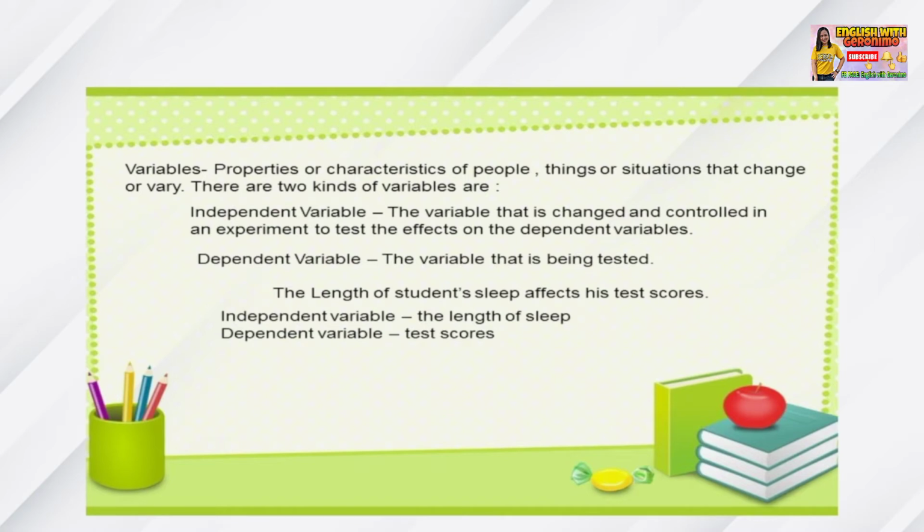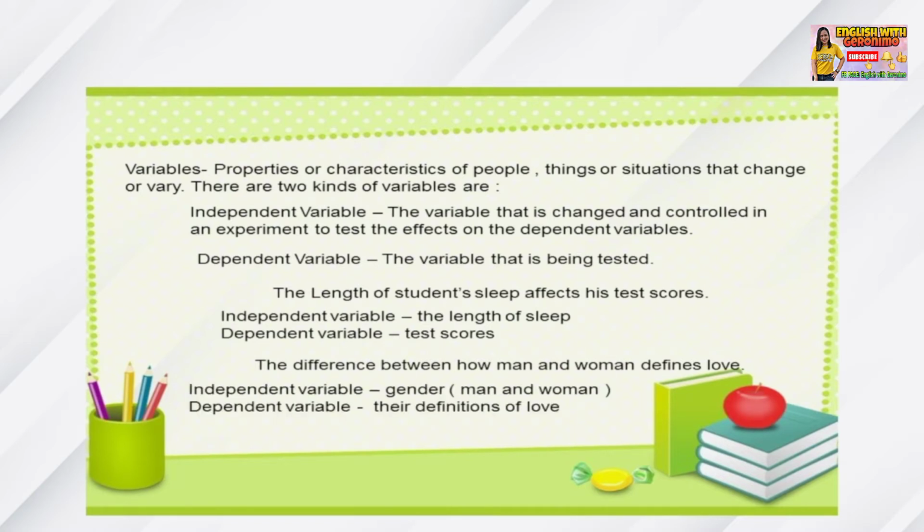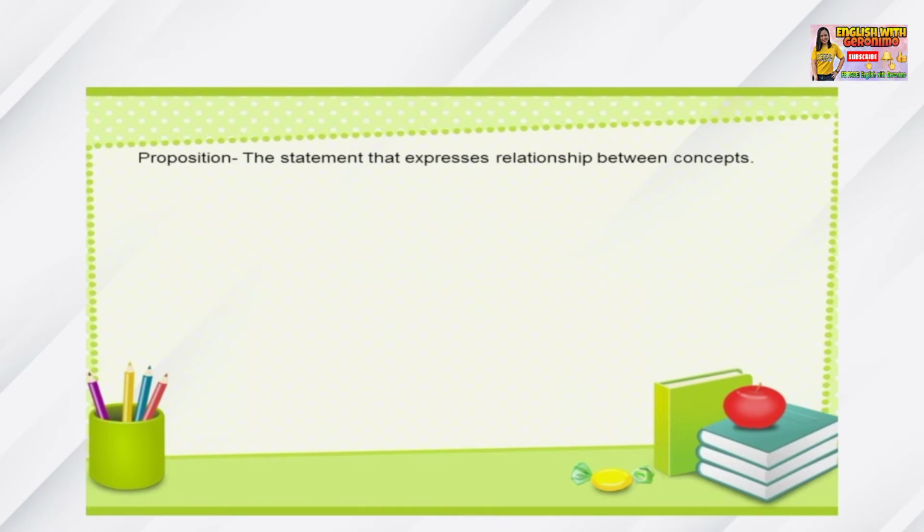Let's have another example. The topic is the difference between how men and women define love. The independent variable is the gender, men and women, and the dependent variable is their definitions of love. Proposition. Proposition is the statement that expresses relationship between concepts. Example, relationship between playing mobile games and players' behavior.